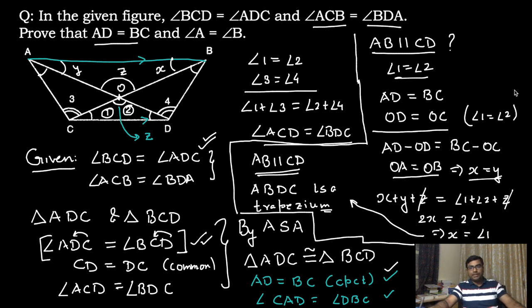So if you see, let me take this color, this angle is equal to this angle, right? This is equal for an isosceles trapezium. Also, this angle is equal to that angle. So there are so many things which you can derive from one simple given question. That's how you should be solving problems, my dear friends.